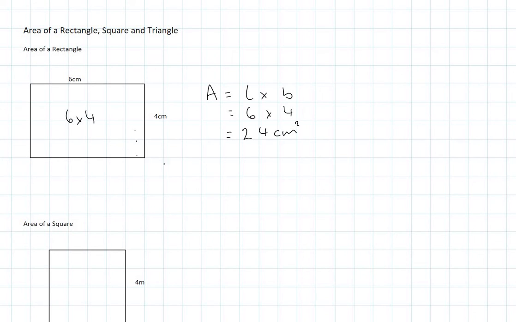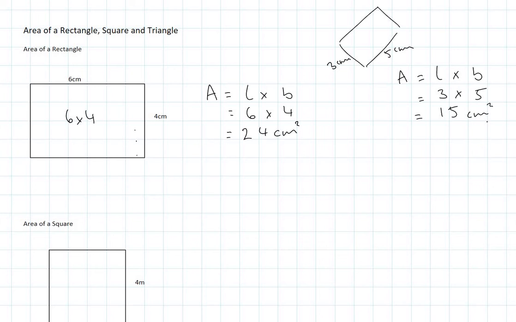See how I've drawn this really neatly on a grid. You could have a rectangle that was drawn squinty, and it's 3 centimetres and 5 centimetres. Still the exact same formula: A equals L times B. Doesn't matter which way round it is, always the same.